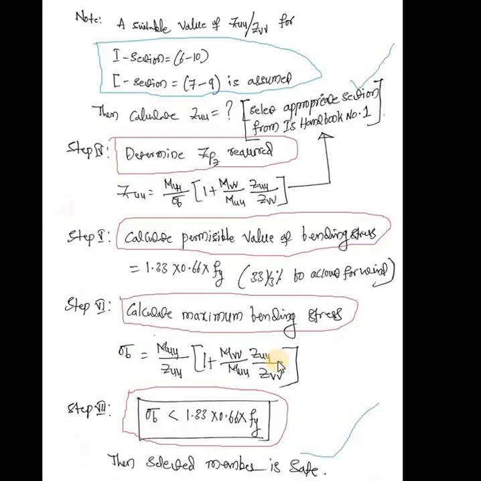This is the calculated sigma B value and this is the permissible stress. So your condition should be satisfied. If this condition is satisfied, then your selected section is safe. That's it. If you want to calculate classifications and also check for deflection, all those things you can calculate. That is the additional part.